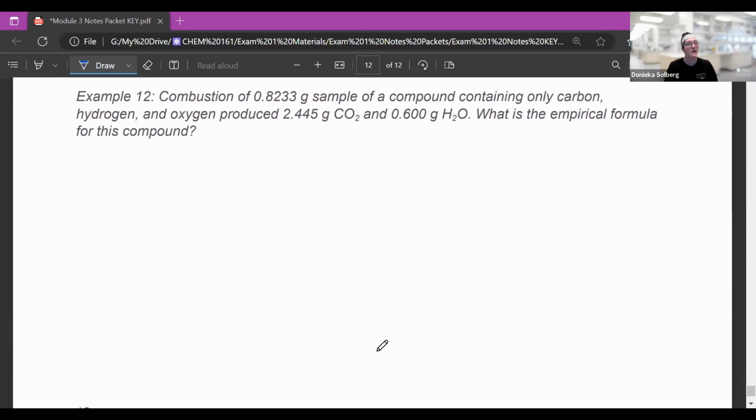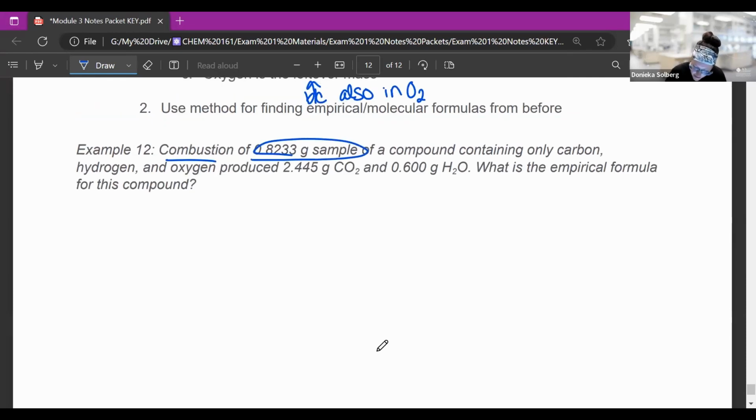All right. So I'm going to walk through example number 12, and I'm going to do it with you. So I did combustion. I know this is combustion analysis of 0.8233 grams of a sample. Okay. So this is my unknown sample. I don't know what it is. It contains only carbon, hydrogen, and oxygen. So it's C something, H something, O something. Okay. I need to know those numbers. It produced this much carbon dioxide and this much water. Remember I said that all of the carbon in here is from the carbon in my sample. All of the hydrogen in here is from the hydrogen in my sample, and the oxygen is the rest. So what is the empirical formula of this compound?